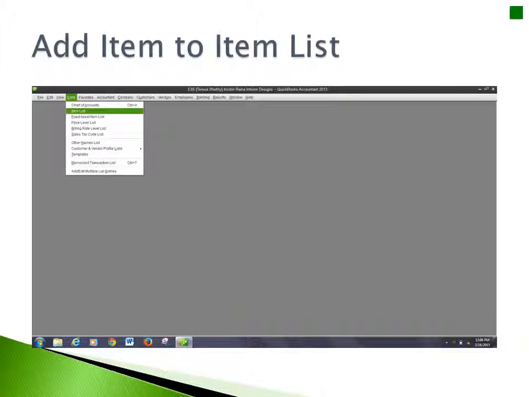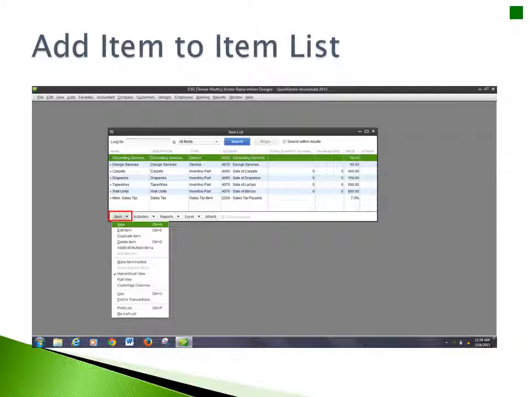The inventory item list is revised periodically when new inventory items are added, unused items are deleted, or modifications are made to inventory items. These adjustments to the inventory item files are referred to as updating the item list. To add an item, click Lists on the main menu bar and click Item List in the drop-down menu.